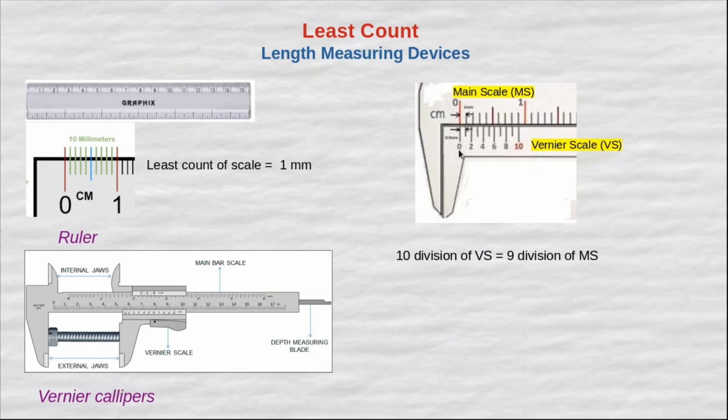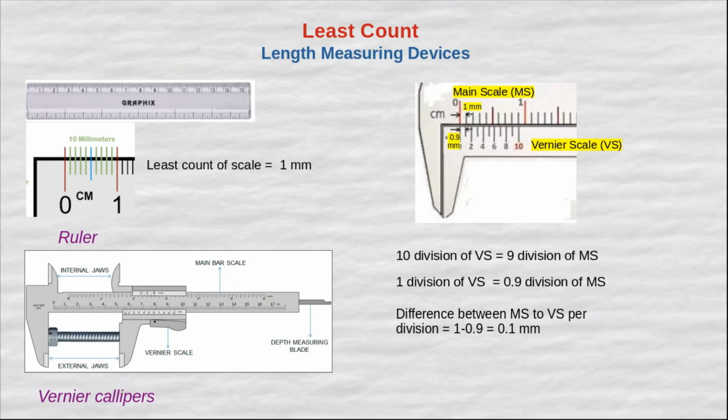So what is 1 division of the vernier scale? 1 division of the vernier scale is equal to 0.9 division of the main scale. Okay, so what is the difference between these two scales? The difference between the main scale and vernier scale is equal to 0.1 mm. So the least count of the vernier scale is 0.1 mm.